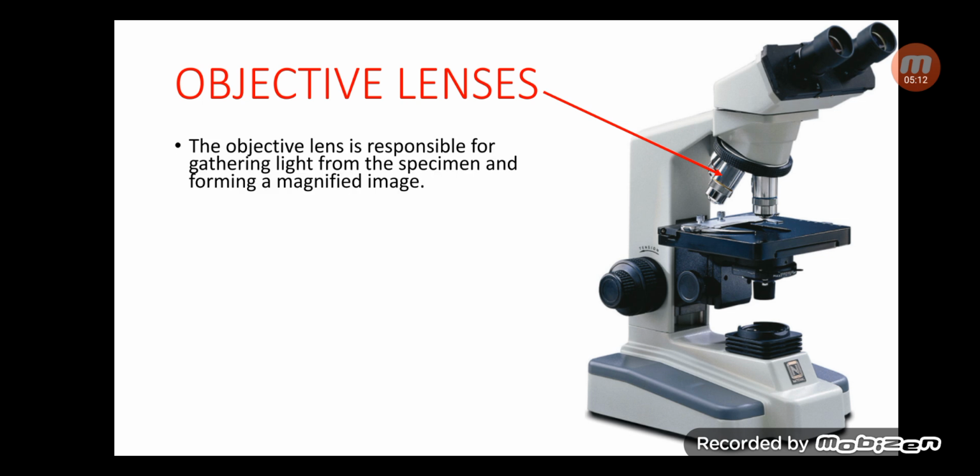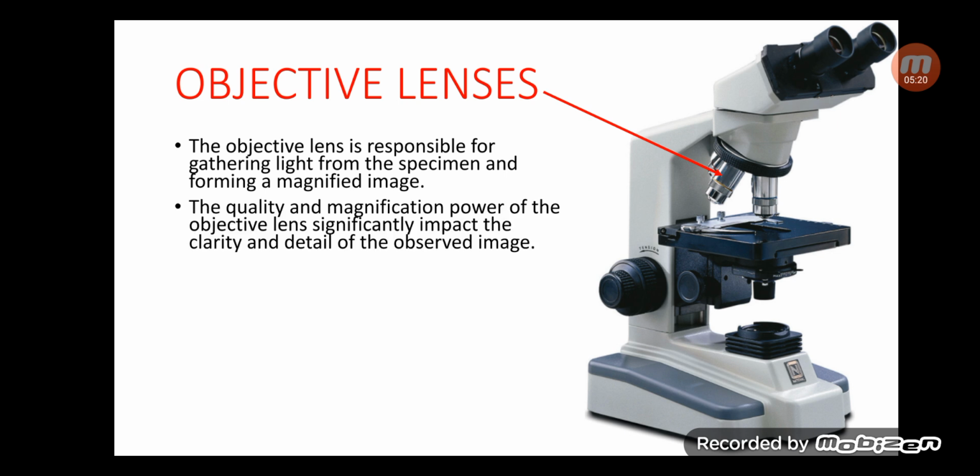Next part is objective lens. The objective lens is responsible for gathering light from the specimen and forming a magnified image. The quality and magnification power of the objective lens significantly impact the clarity and detail of the observed image.